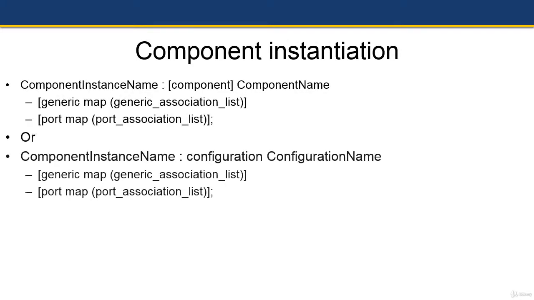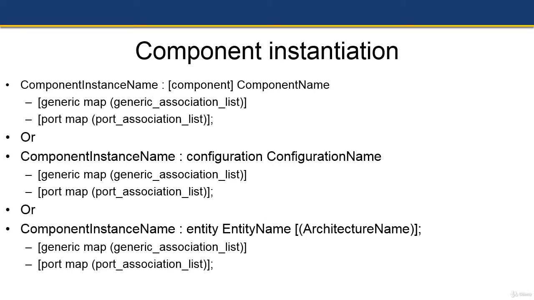There's actually 3 different ways to do a component instantiation. Here's the syntax for all 3. Component instance name, component optionally, and the component name, followed by an association list for the generic and port association. Or component instance name and configuration, and the configuration name, also with the association lists. Or component instance name entity, followed by the entity name, and optionally an associated architecture name, which specific architecture to associate with this particular entity.